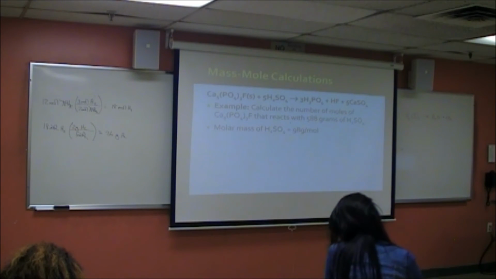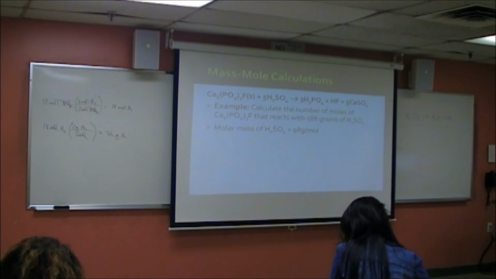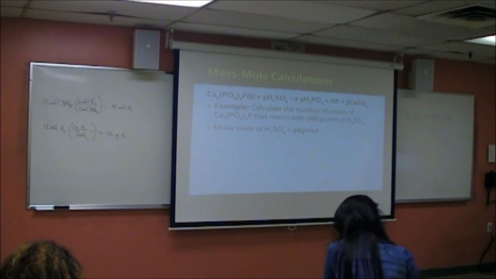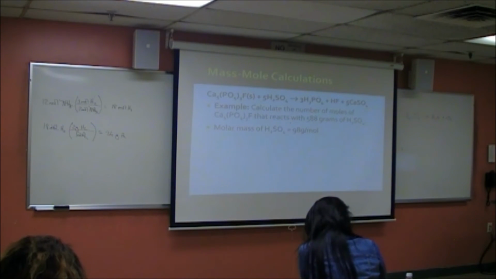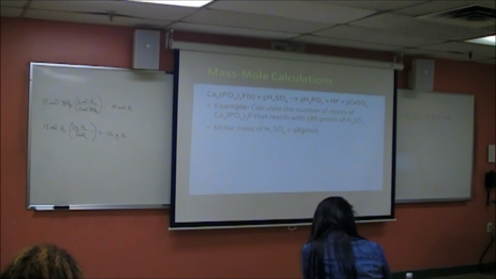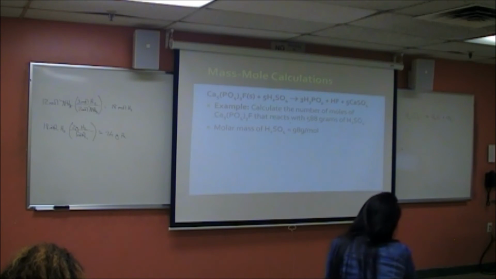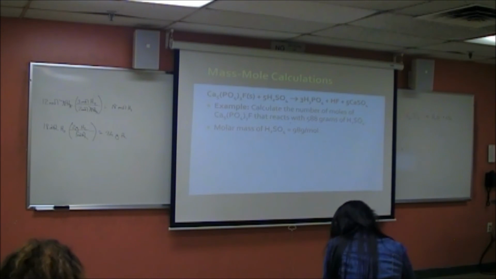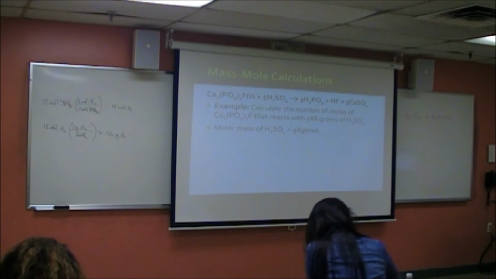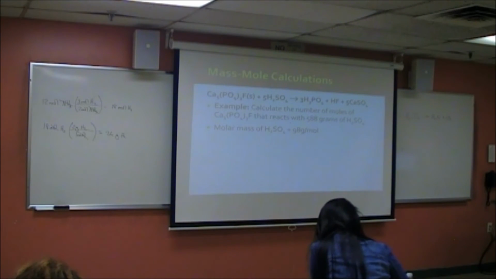He already has 5 moles, so you need one extra mole to complete the equation, right? 6 divided by 5 is 1.2. You're still missing something: 588 grams times 1 mole divided by 98. That gives you 6 moles of... the calcium? No, sulfuric acid.